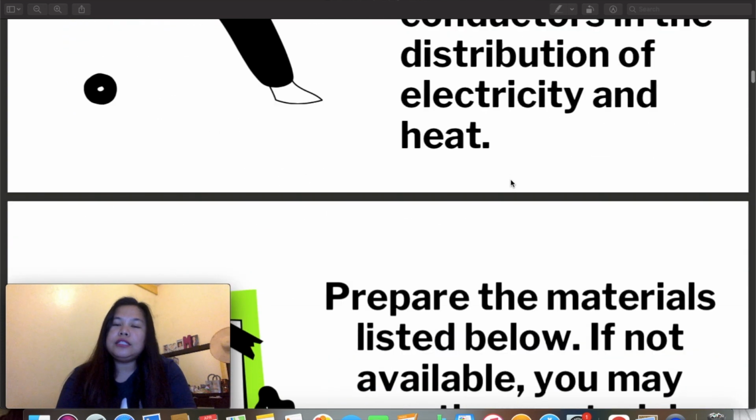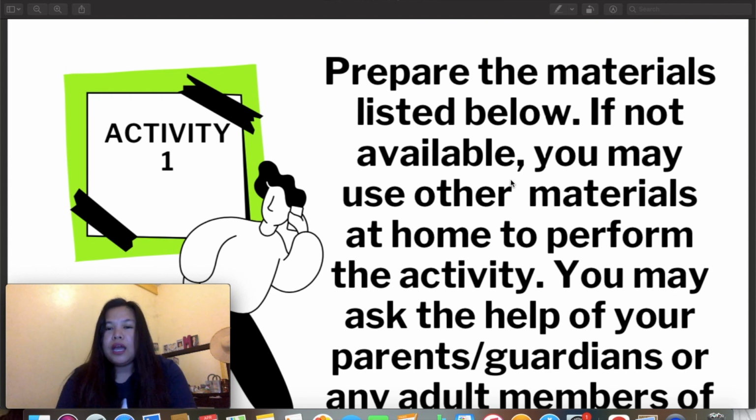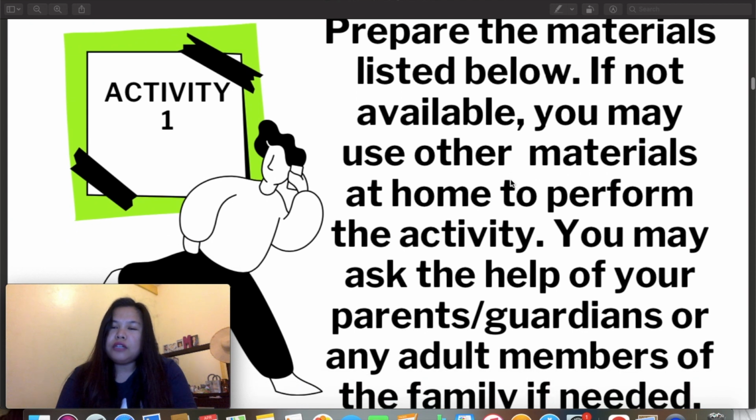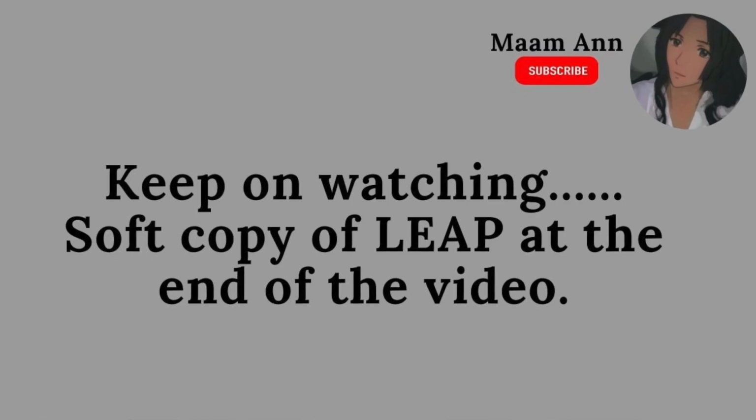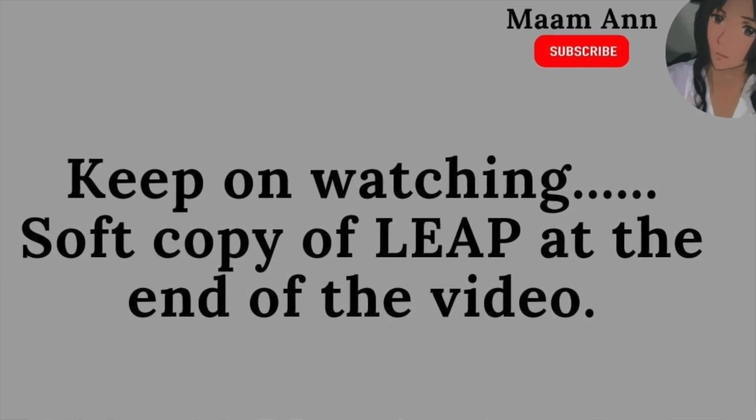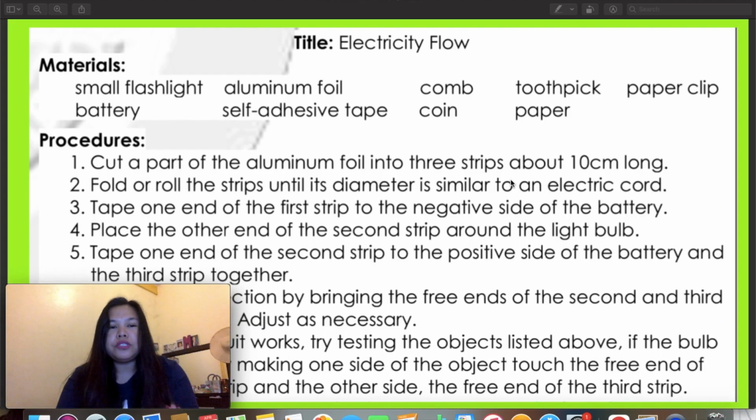Okay, so let's proceed to our activity 1. Prepare the materials listed below. If not available, you may use other materials at home to perform the activity. You may ask the help of your parents and guardian or any adult members of the family if needed. So, our activity is electricity flow. The materials: small flashlight, battery, aluminum foil, self-adhesive tape, comb, coin, toothpick, paper clip. So, kung wala naman, wag nang pilitin. Pwede kayong gumamit kung ano available sa bahay.